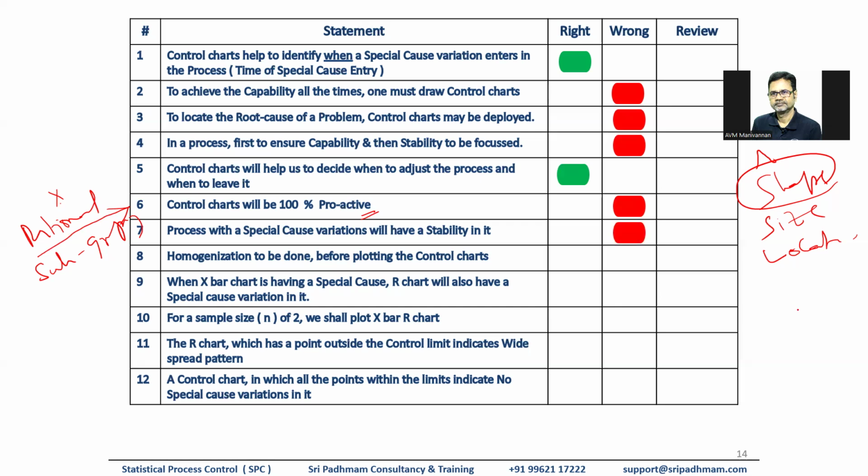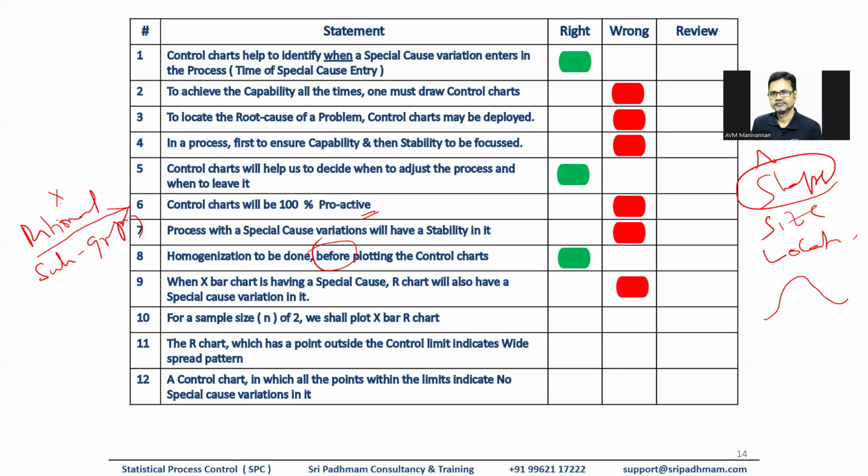Special causes mean you cannot get a bell curve. Simple. Eighth one? Homogenization to be done before plotting the control chart. True, sir. Very much true. Ninth one? When the X bar chart has a special cause, the R chart will also have a special cause variation in it. True, sir. Right. Need not be.